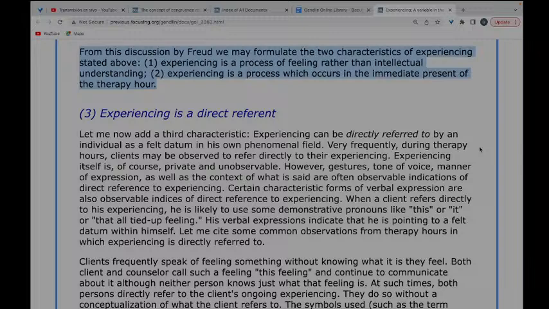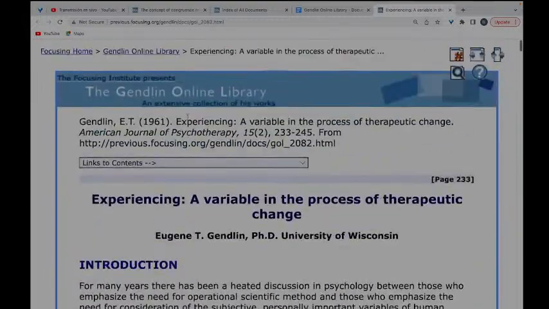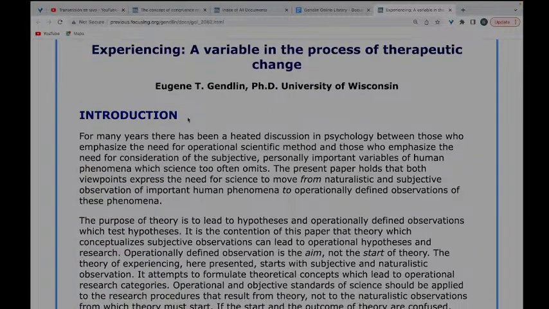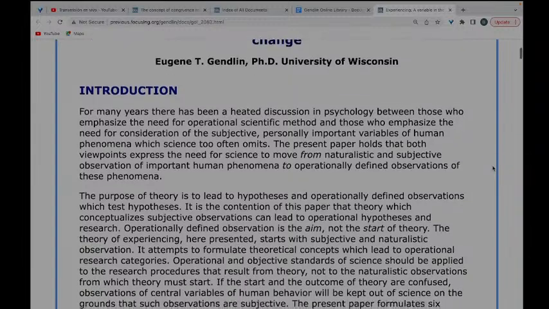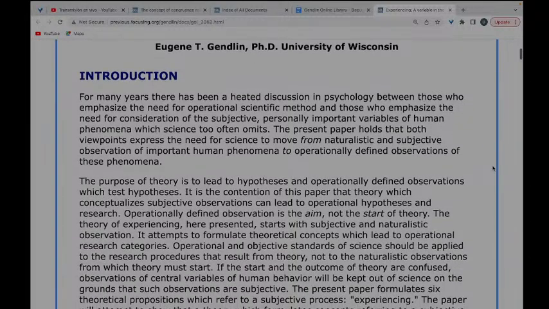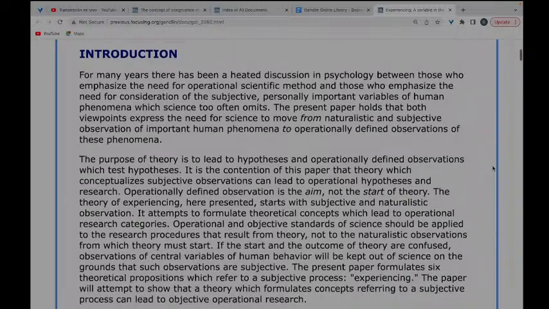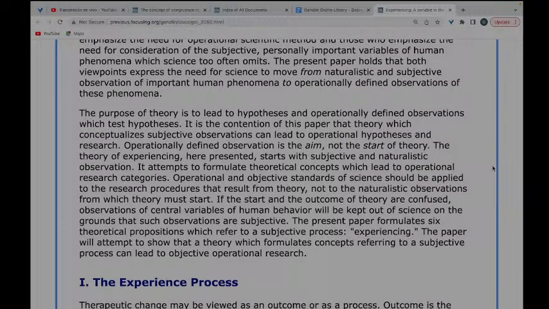So I'm getting back to this paper by Eugene Gendlin. This one is called Experiencing: A Variable in the Process of Therapeutic Change. And it's been a few days. So what was the main idea?